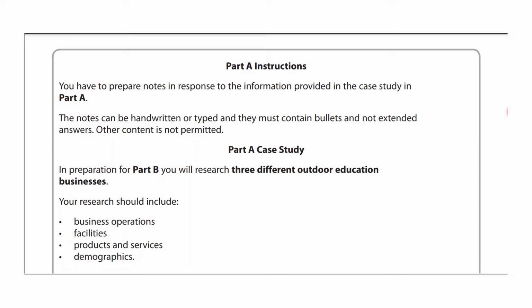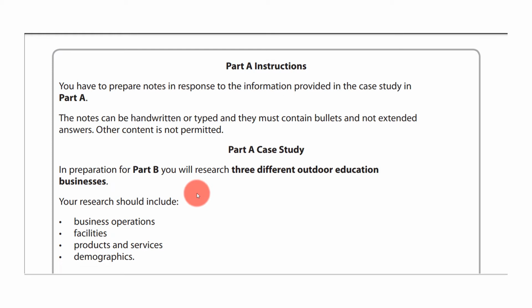Let's spend a little bit of time here looking at what our students need to research for part A. So you remember they're given something that will look exactly like this. The only thing that will be different is the bold here: 3 different outdoor education businesses. That's the bit, the focus, that will change. Everything else, you'll remember, remains the same.